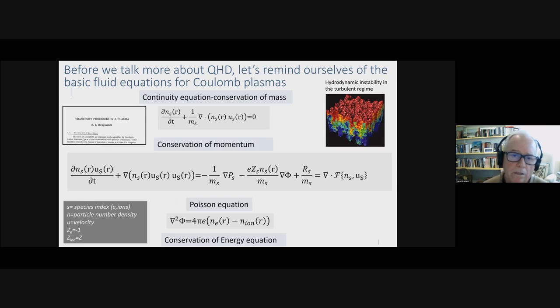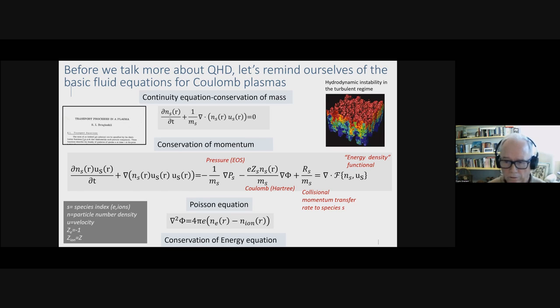So let me just remind you, even though we saw some of this yesterday, what the hydrodynamic equations look like for plasmas. So the top equation is the continuity equation, which represents conservation of mass. S here, the subscript, just represents species. There's also a conservation of momentum. I'm going to fill this in here. We have an equation of state, which is a pressure. We have a Hartree or mean field Coulomb term.